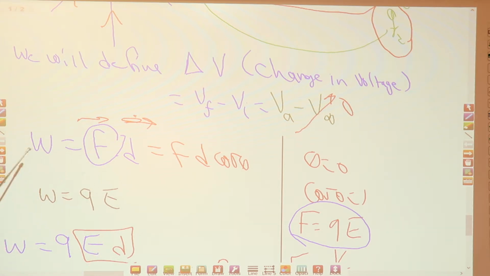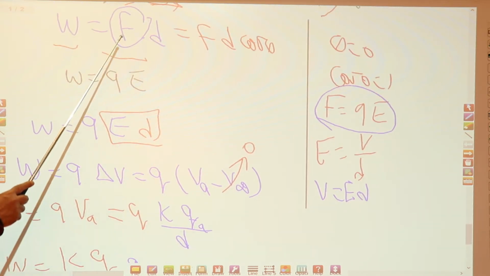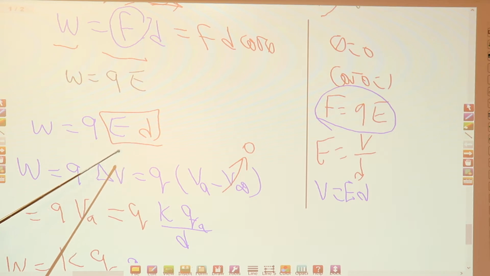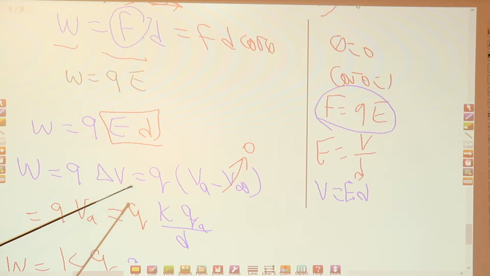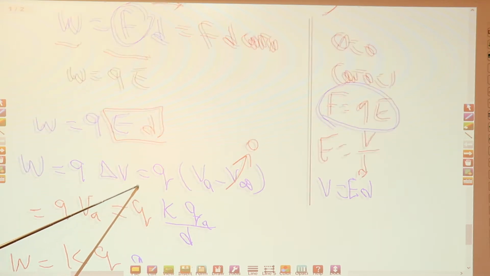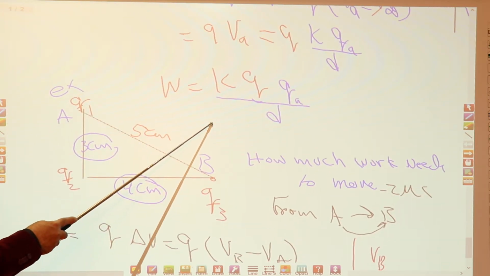Now, also from this, you learned W equal F dot D, a dot product. W is a scalar quantity, F D cosine theta. And F equal QE. If you replace F by QE, then ED is delta V. And delta V, VA, this is KQ over A. Now we have the formula for the work. Work equal Q times delta V.